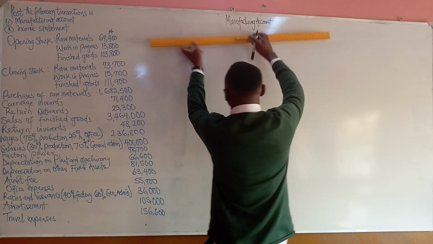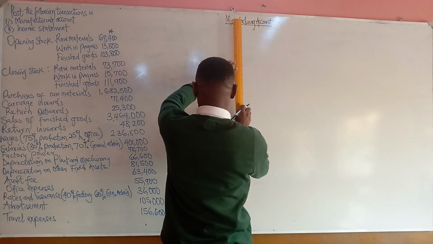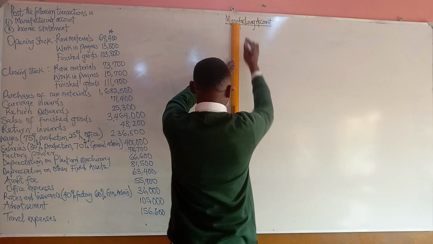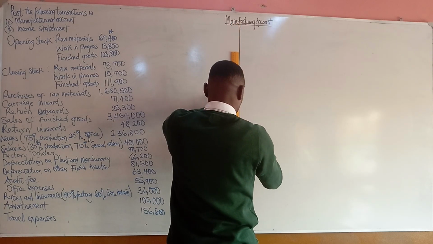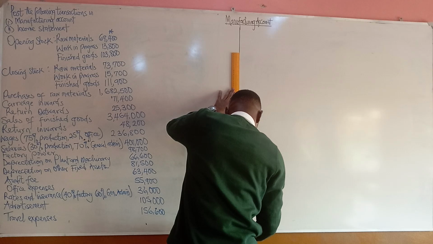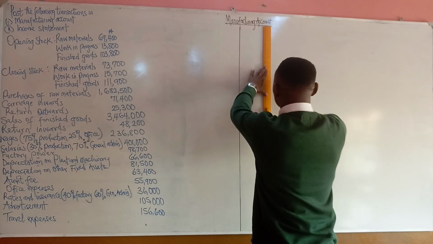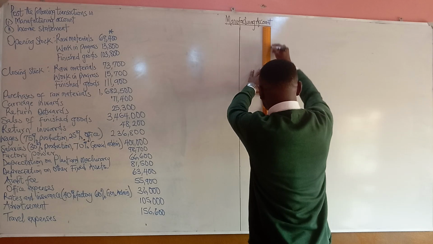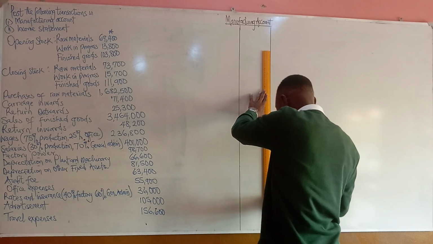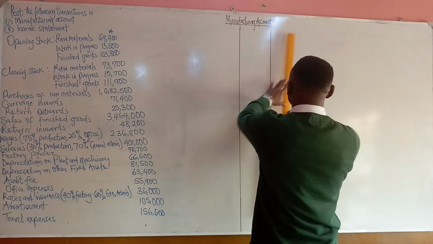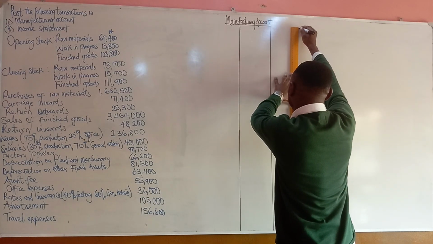Now I have my manufacturing account. I will run my debit side. Now, one of the rules of accounting is that your lines should always be straight. So make sure when you are answering questions in accounting that you use straight lines, okay? It makes your work look presentable.